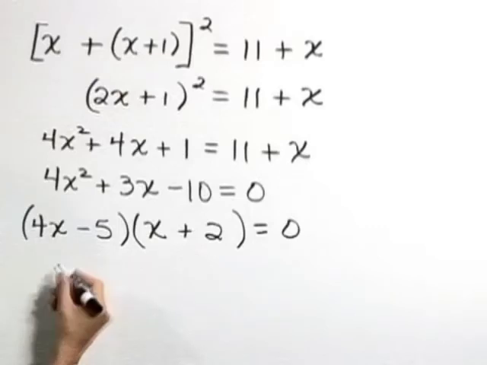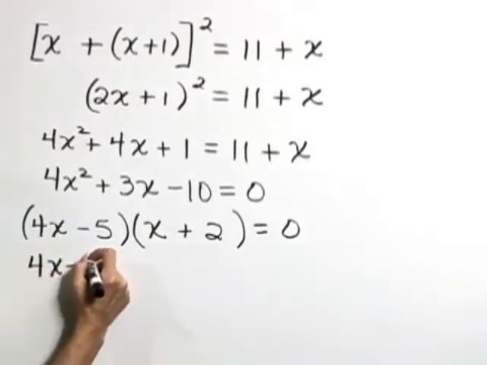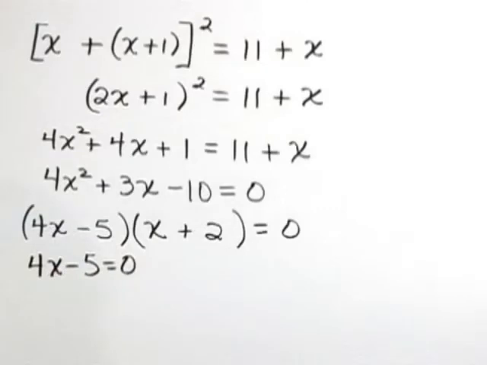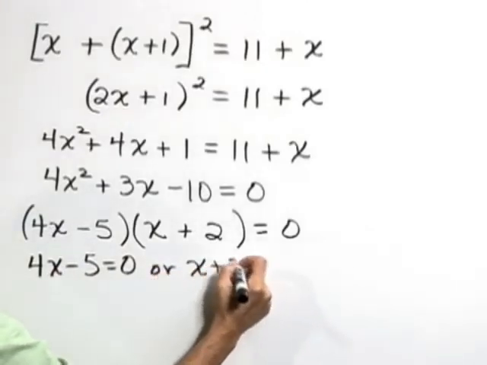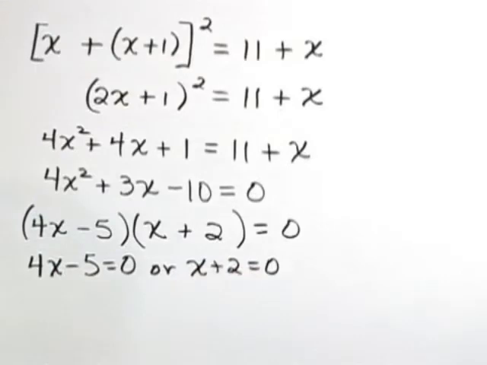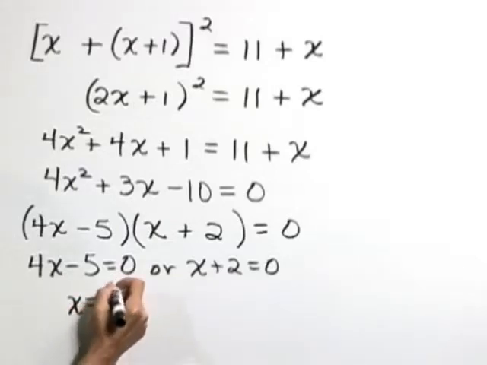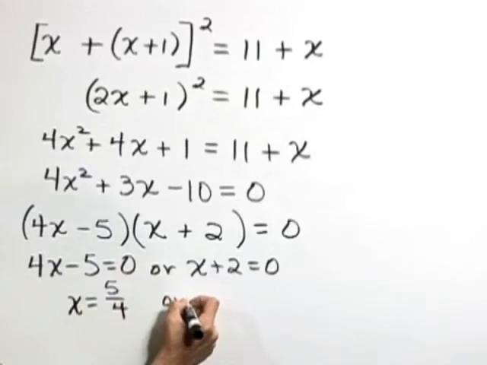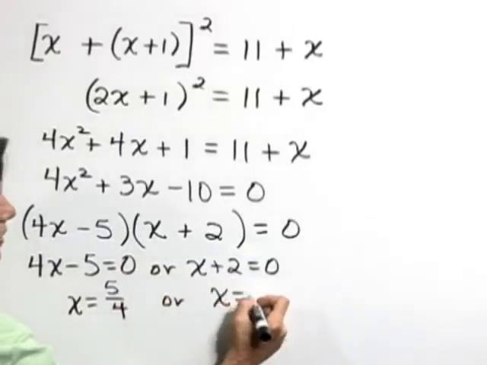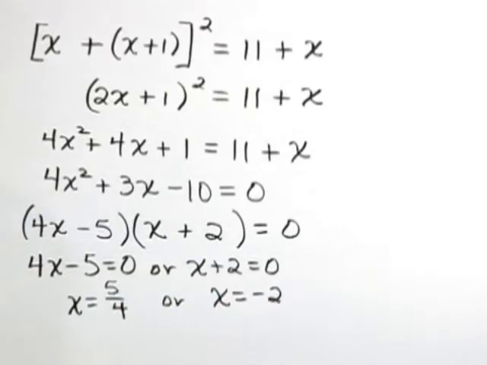Now let's use our zero factor property, setting 4x minus 5 equal to 0, or x plus 2 is equal to 0. Now solving each linear piece, adding 5 to both sides, dividing by 4 gives x is equal to 5/4. With our other linear piece, we have x is equal to negative 2. Now, supposedly we're dealing with integers, and 5/4 is not an integer. Therefore, we're going to reject it as a possible solution.